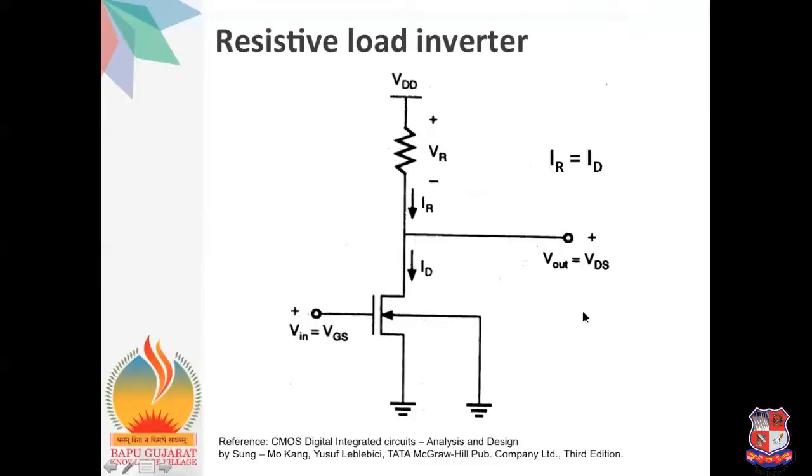So now let's see the next topic, that is the resistive load inverter. Here in the nMOS inverter, we consider the load as a normal two-terminal device or any load component. In that two-terminal component, we replace it with a resistor. Here the voltage across this resistor is VR and the current passing through this resistor is IR. That's why it is known as the resistive load inverter.